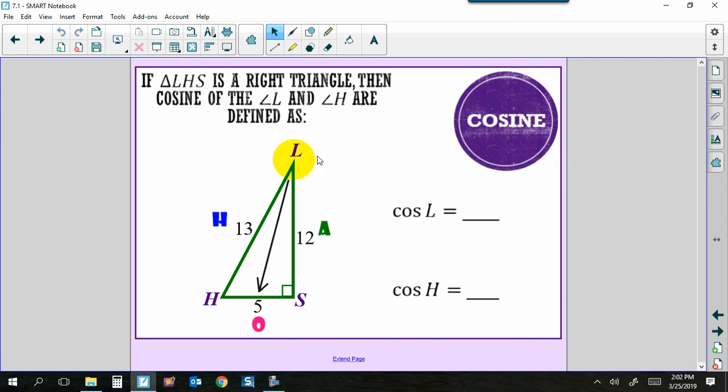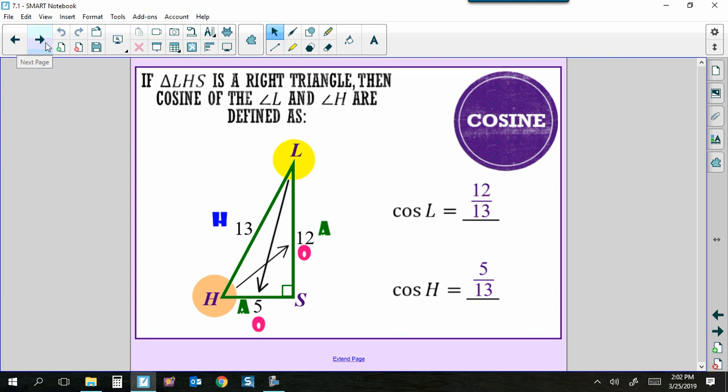So in this case, from angle L, the adjacent side is 12, whereas the hypotenuse is still 13. So we have 12 to 13. For angle H, remember the opposite side became 12 and the adjacent side became 5. So now cosine, from the point of view of angle H, is going to be 5 to 13. Again, two very different answers.